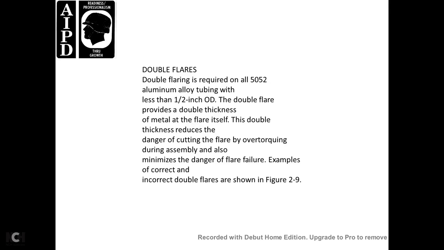Double flares. Double flares are required in all 5052 aluminum alloy tubing less than 1/2 inch outside diameter. A double flare provides a double thickness of metal in the flare itself. The double thickness reduces the danger of cutting the flare with over-torquing during assembly. It also minimizes the danger of flare failure. Examples of the correct and incorrect double flares are shown in Figure 2.9.